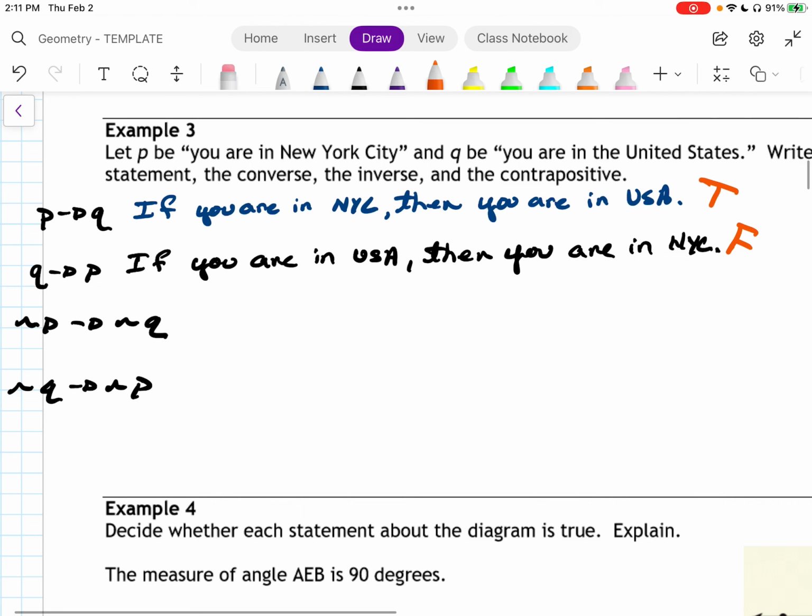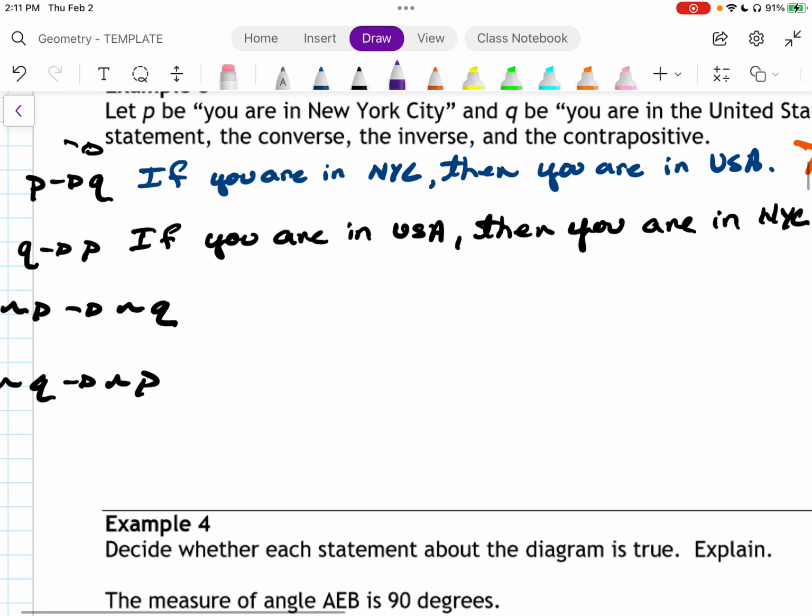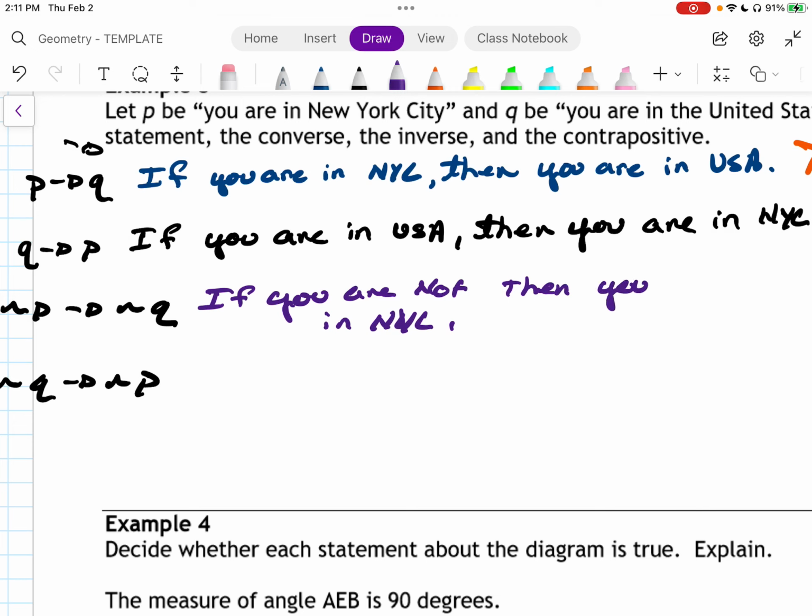All right, let's look at the next one. Not P implies not Q. So I'm going to go back to my original statement right here, and I'm just going to put the word not. So it's going to start off with, if you are not in New York City. Let me write them down. If you are not in NYC, then you are not in USA.